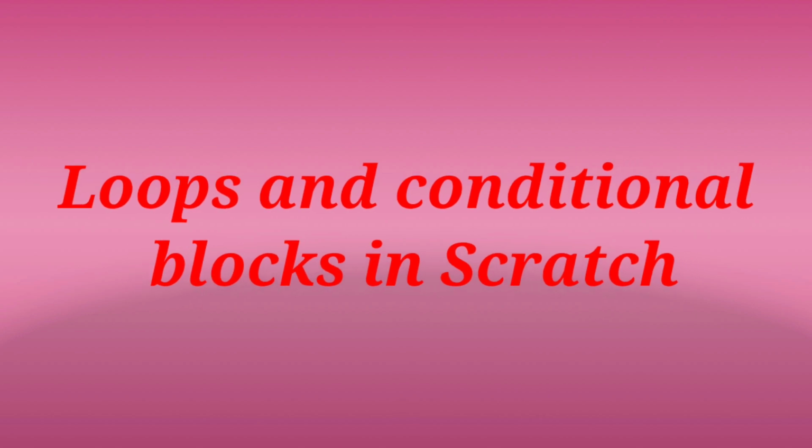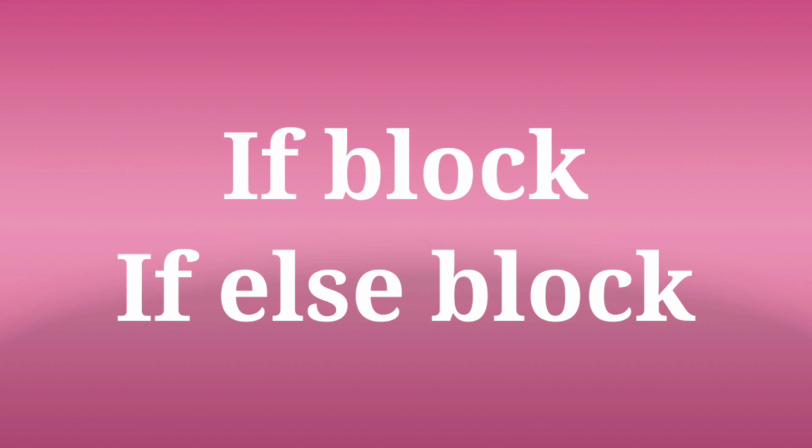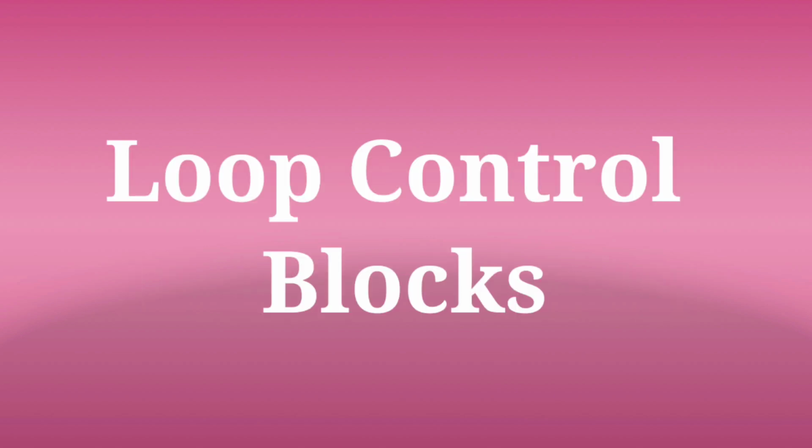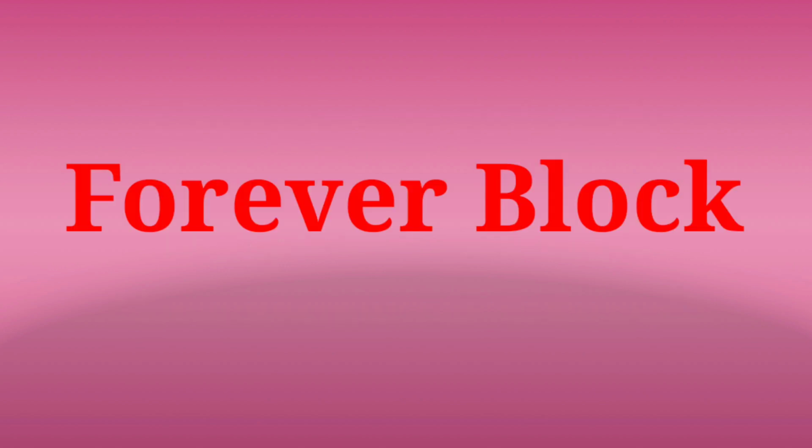In last class we have seen about conditional control blocks. There are two conditional control blocks. They are if block and if else block. Today we will see about loop control blocks. Loop control blocks are divided into three types. They are forever block, repeat block and forever if block. First we will see about forever block.